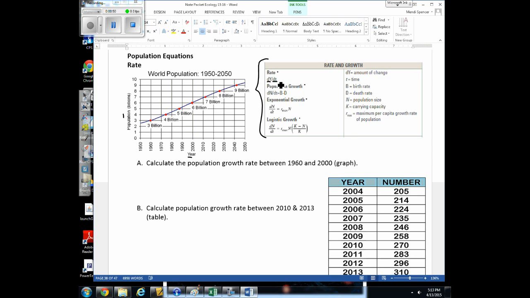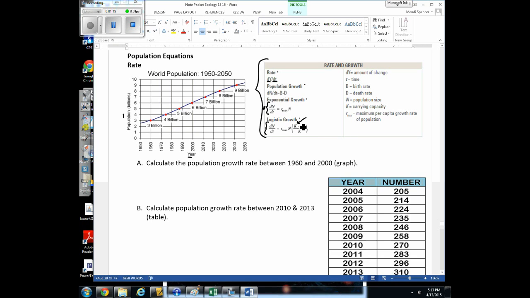If a population is showing exponential growth, where there's no carrying capacity, then we're going to use this equation to calculate population growth rate. Again, it's showing we're calculating change in number over the change in time. And then we can also calculate population growth rate, again change in number over change in time, but this is a situation where a population has a carrying capacity. Remember, K means carrying capacity.